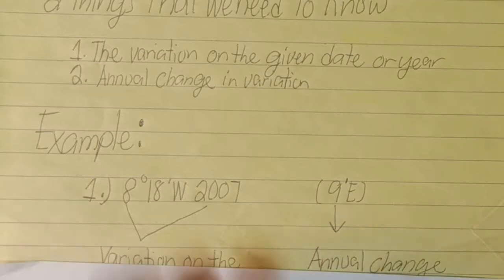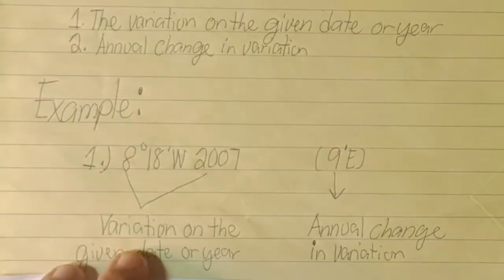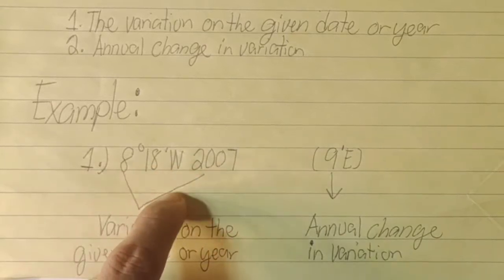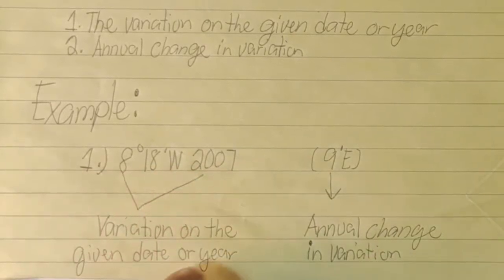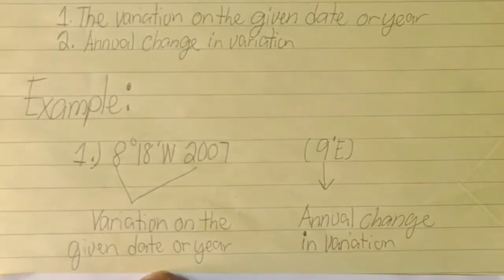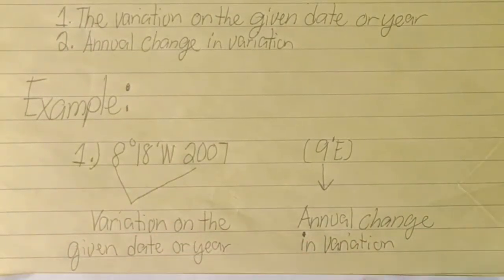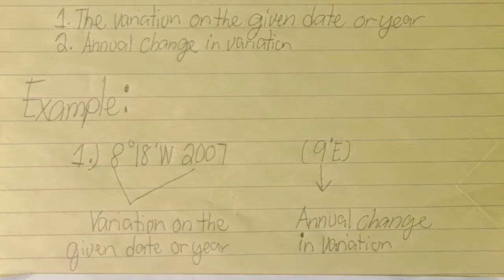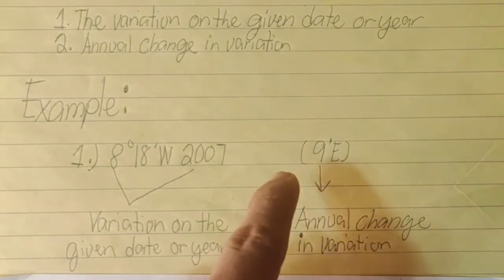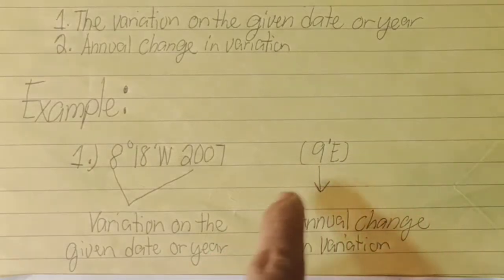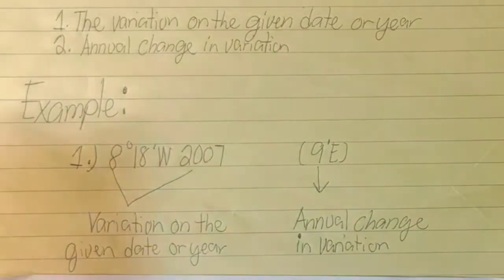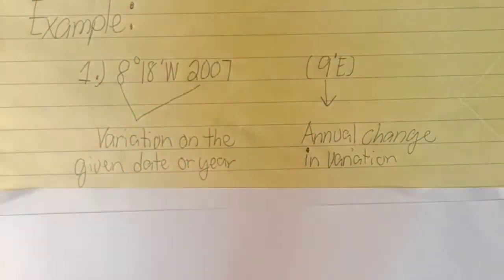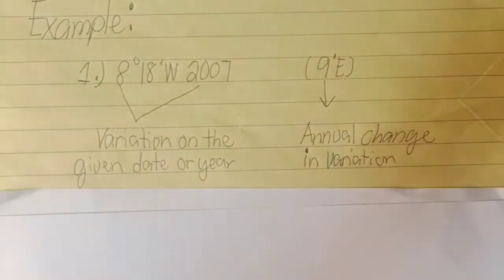8 degrees 18 minutes west, 2007. This is our variation on the given date or year. And the one enclosed inside the parenthesis is the annual change in variation, which is 9 minutes east. So now we know the two things that we need to know before calculating the magnetic variation.